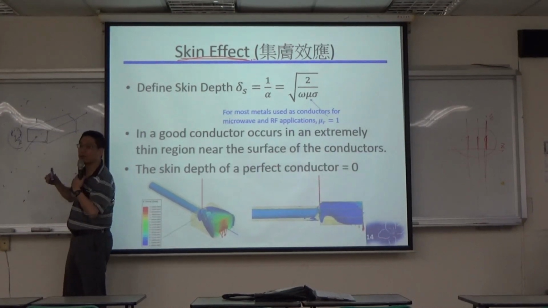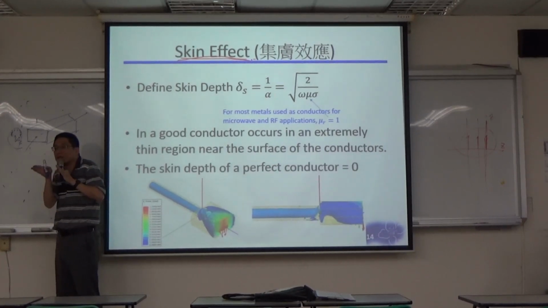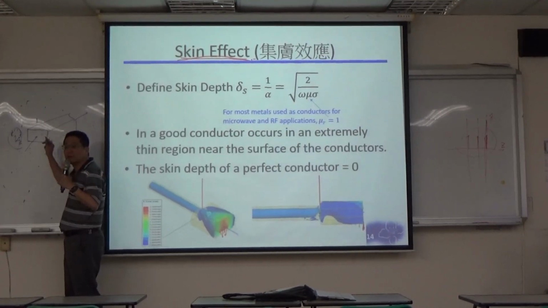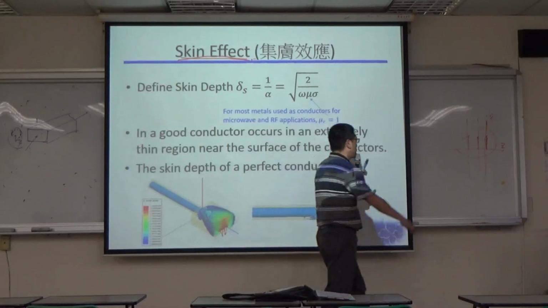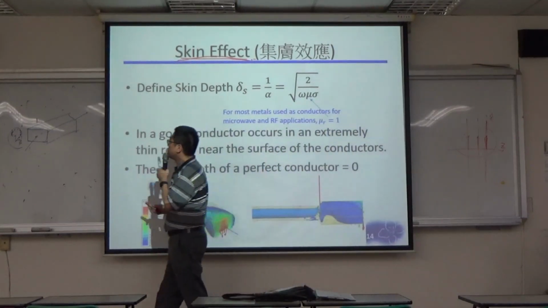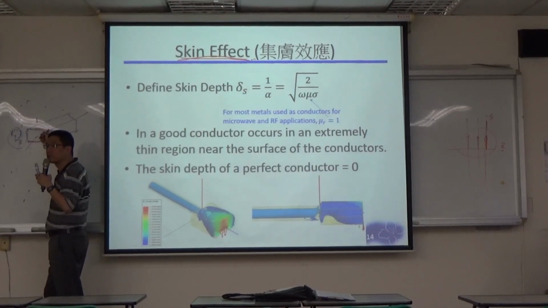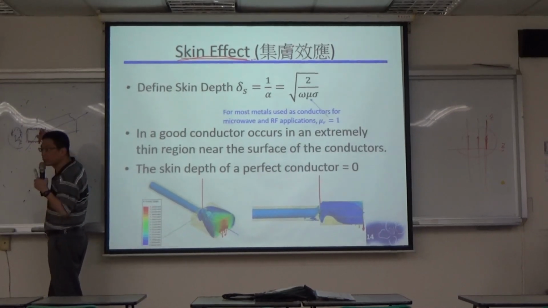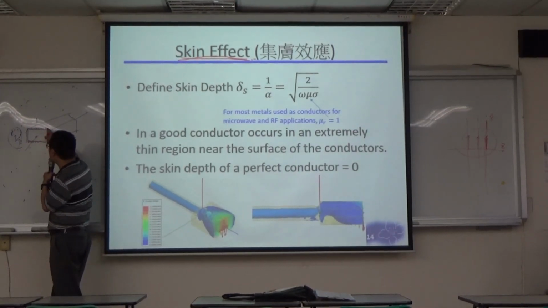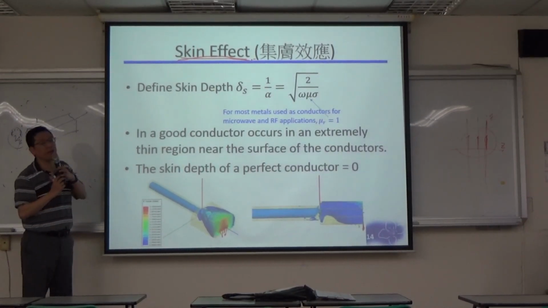The field goes a little bit inside the metal. We call this the skin effect. Inside the metal, there will be an electric field. How much electric field will be inside your metal? It depends on your skin depth.